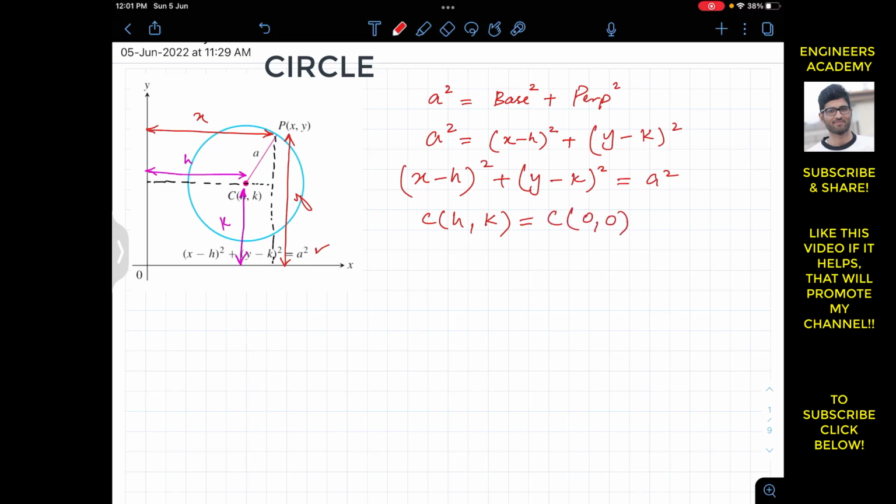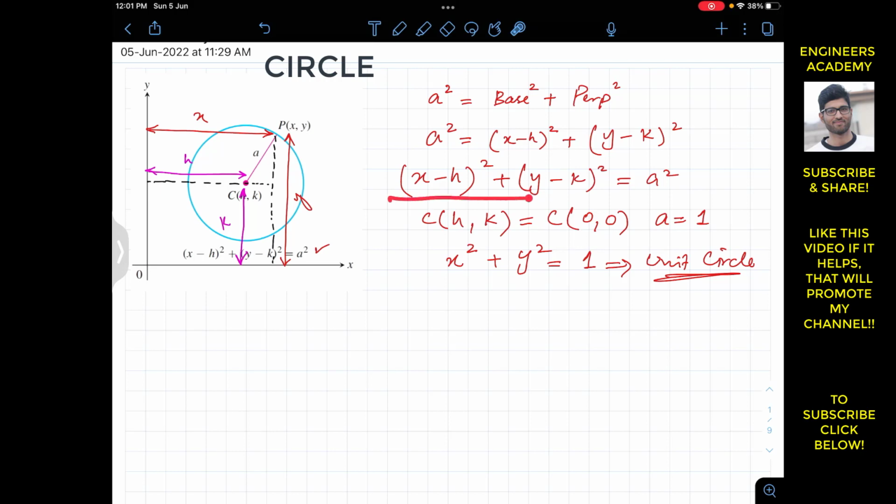And if the radius is equal to 1, then we mean that a is equal to 1. So now if we put all these in this standard equation, we will have x square plus y square equals to 1. So this circle is known as the unit circle. A circle which has its center at the origin and which has a radius equal to 1 is known as the unit circle. So this is the equation of the unit circle.